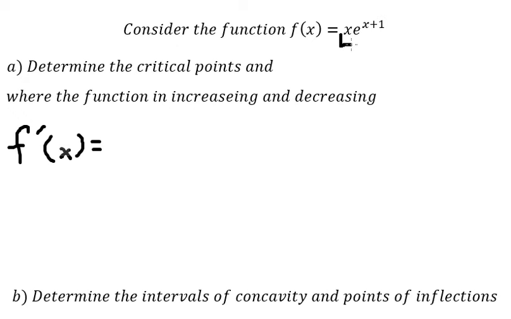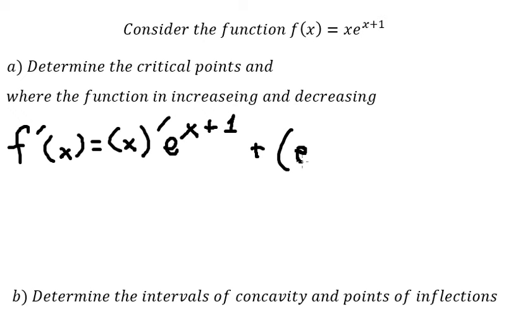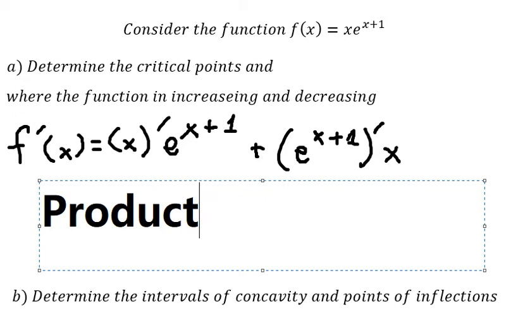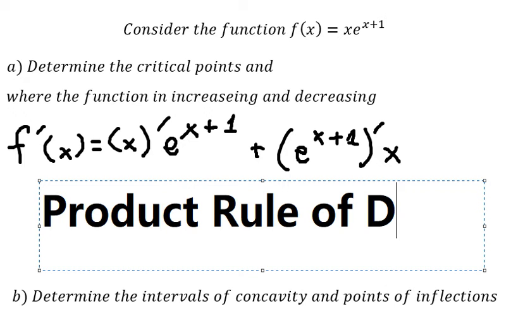So we need to first take the derivative of x multiplied by e to the power of x plus 1. Then we take the derivative of e to the power of x plus 1 multiplied by x. This is about the product rule of the derivative.